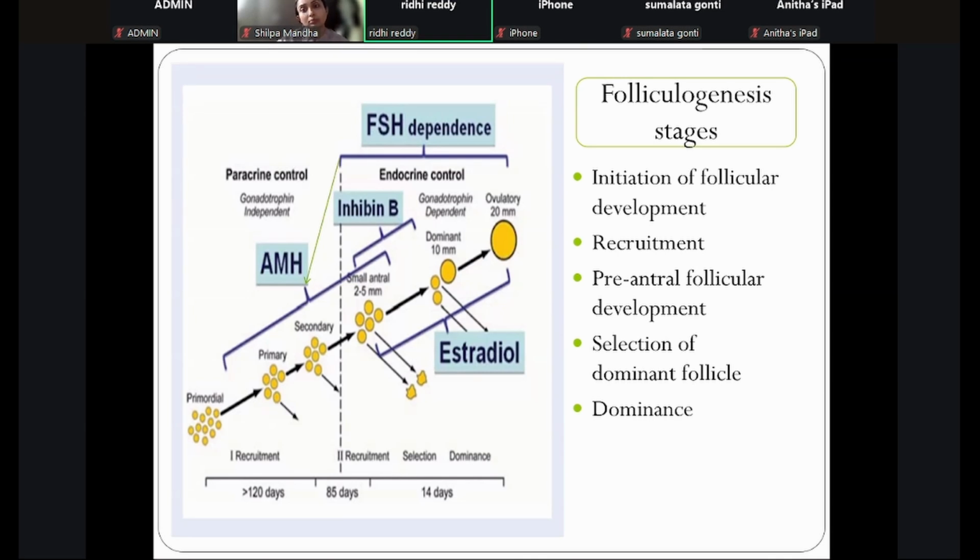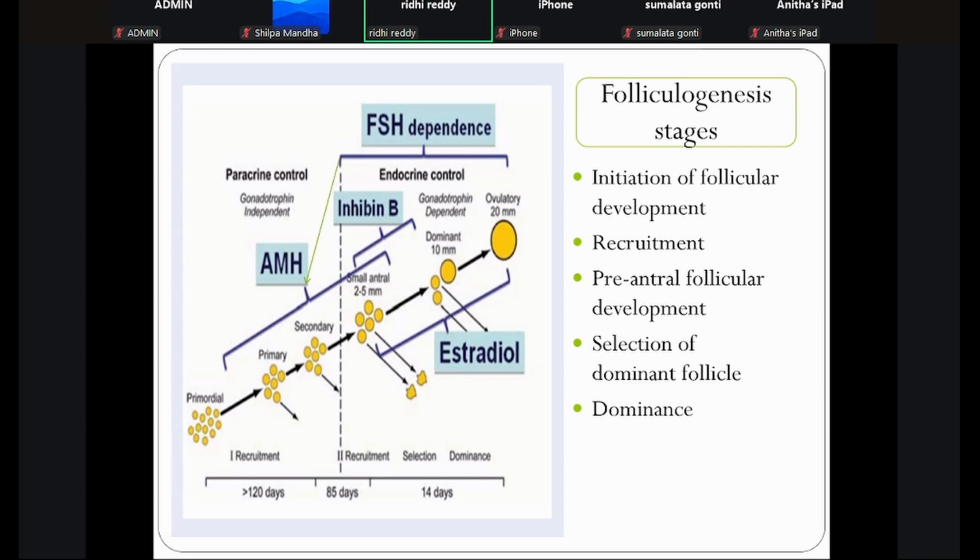Stages until the secondary antral follicles are the FSH independent phase. Whenever the follicles are around 2 to 5 mm, they start developing FSH receptors. Then only from small antral follicles does the FSH dependent phase of the follicle start. So there is initiation of follicular development, recruitment, then pre-antral follicular development, then selection of the dominant follicle and dominance. This AMH is secreted till the small antral follicles.